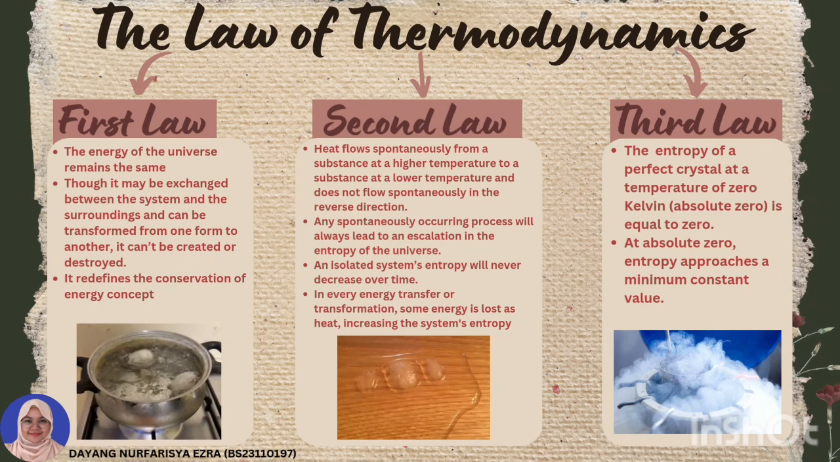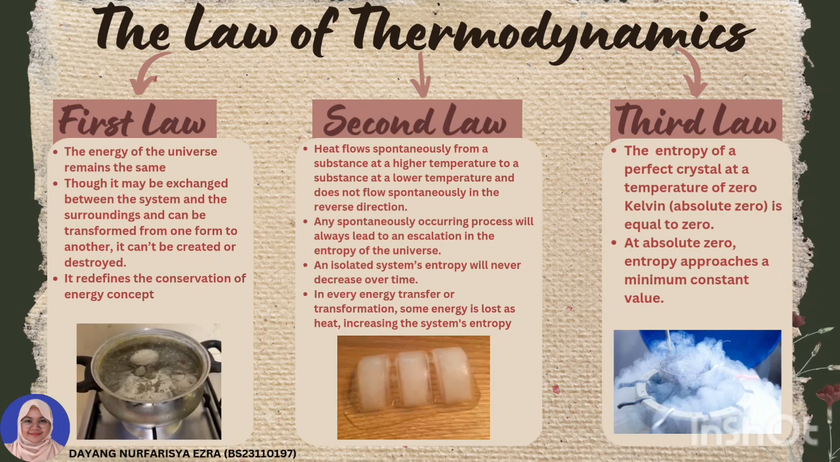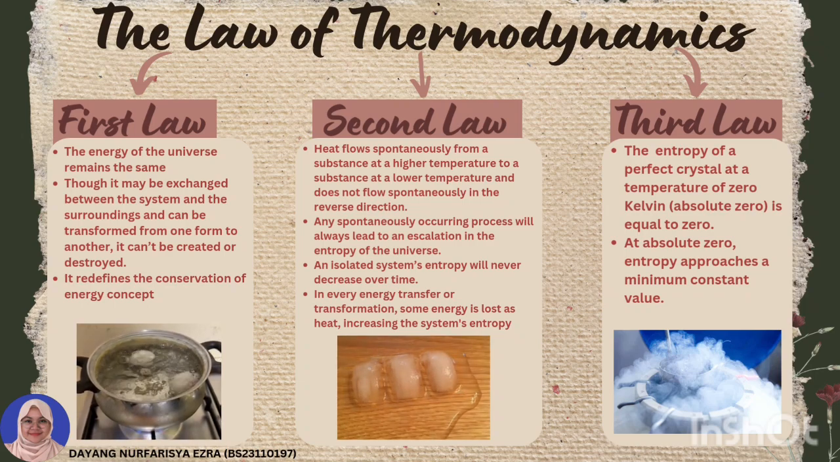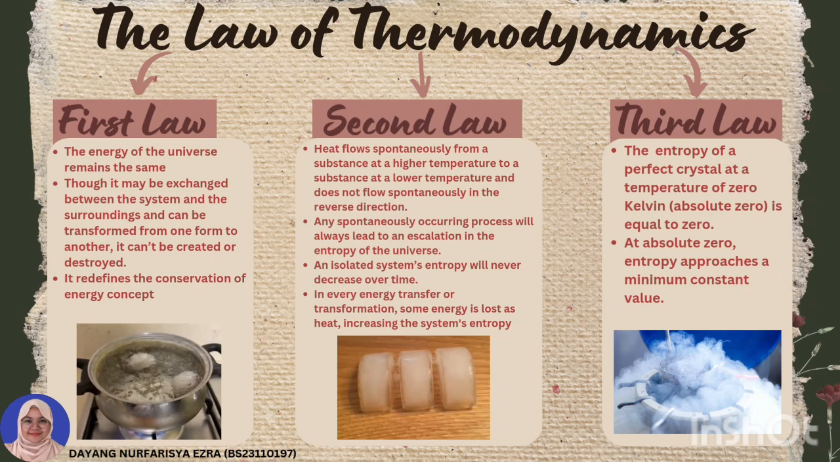Next, the second law states that heat flows spontaneously from a substance at a higher temperature to a substance at a lower temperature, and it does not flow spontaneously in the reverse direction. So, any spontaneously occurring process will always lead to an escalation in the entropy of the universe. Because of this, an isolated system's entropy will never decrease over time. In every energy transfer or transformation, some energy is lost as heat, increasing the system's entropy. An example of the second law is melting ice.